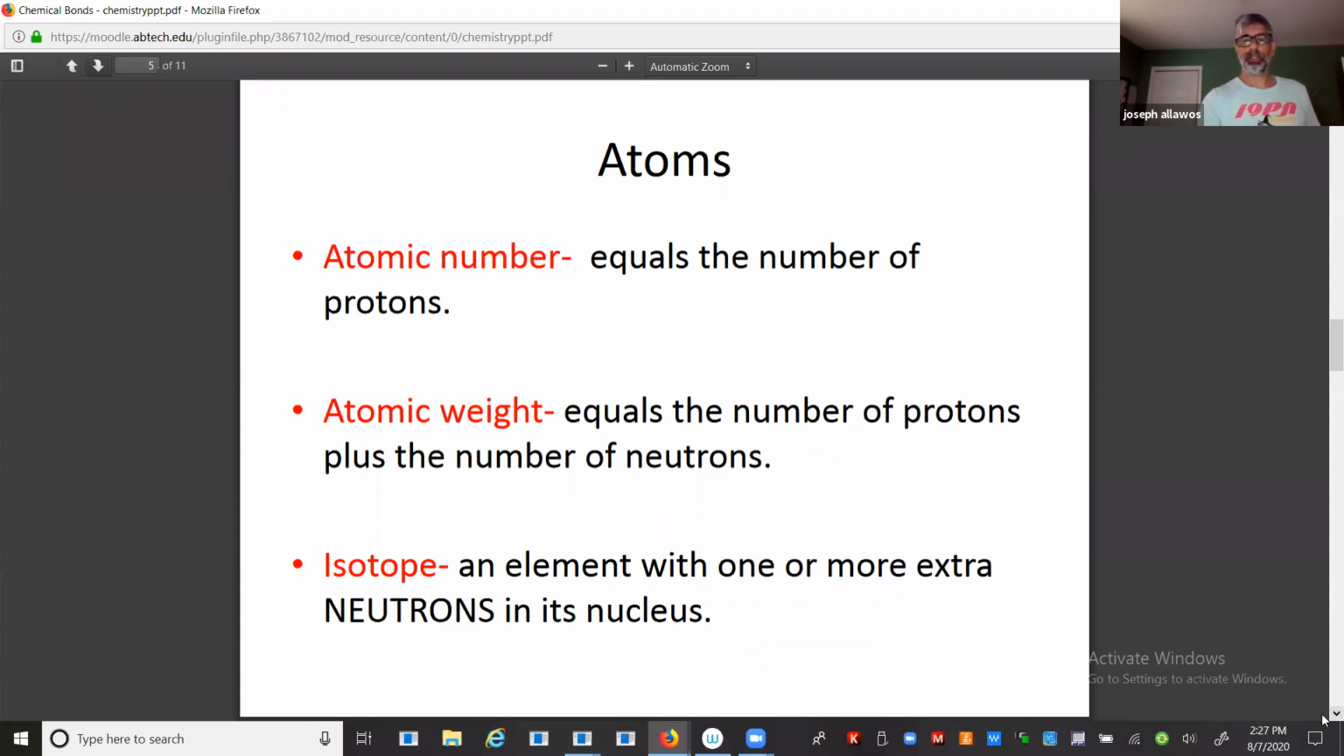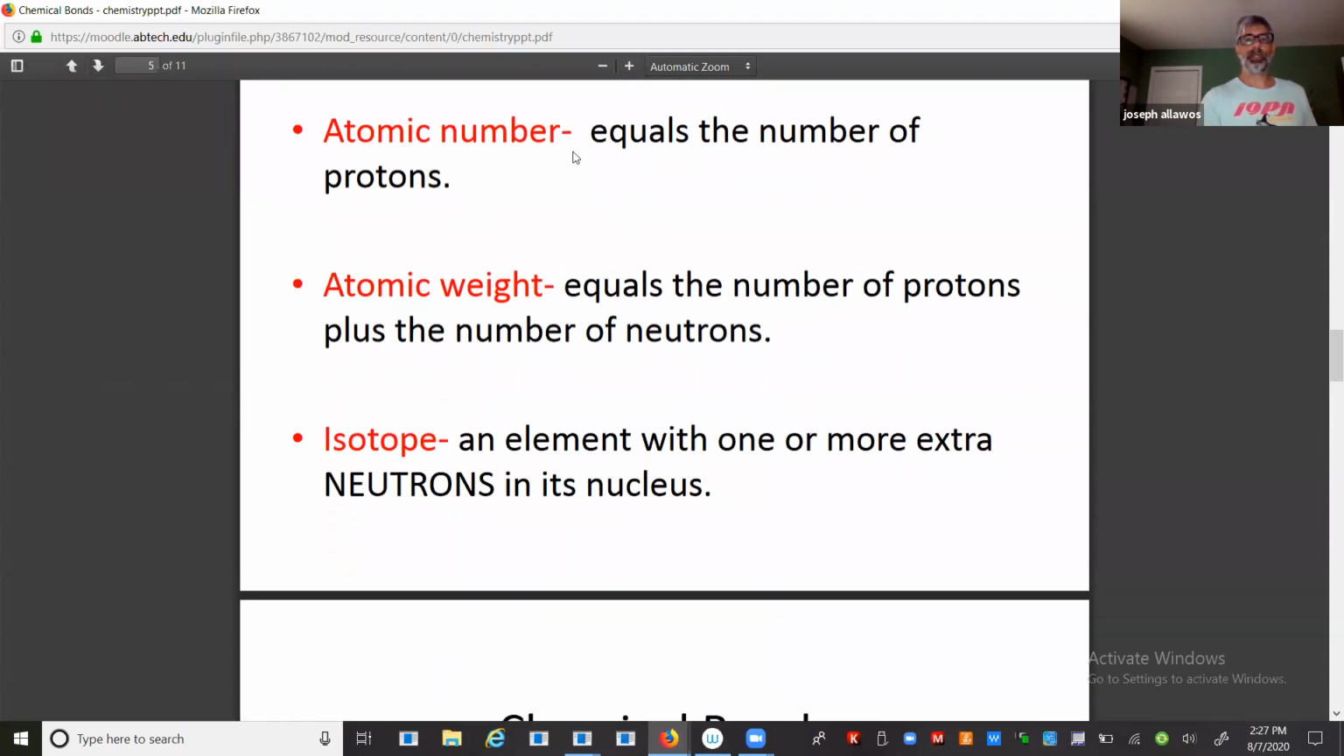Here, let's just look at this last slide. You can see the atomic number equals the number of protons. The atomic weight or mass equals the number of protons plus the number of neutrons. And then one last thing that I'll mention, and we'll retouch this next time, is the idea of an isotope. So an isotope is an element with one or more extra neutrons in its nucleus. Okay, and we'll talk about isotopes next time.